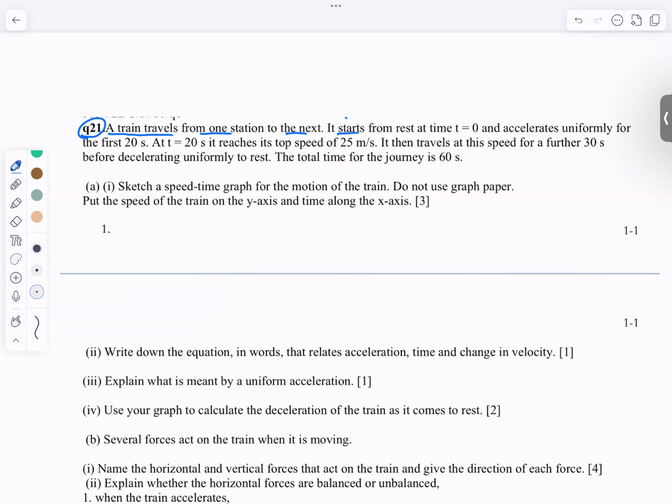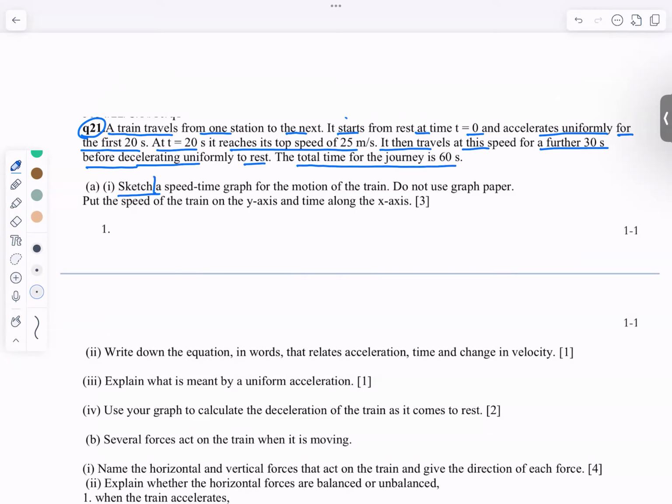It starts from rest at time 0 and accelerates uniformly for the first 20 seconds. At 20 seconds, it reaches a top speed of 25. It then travels at this speed for a further 30 seconds before decelerating uniformly to rest. The total time for the journey is 60 seconds.